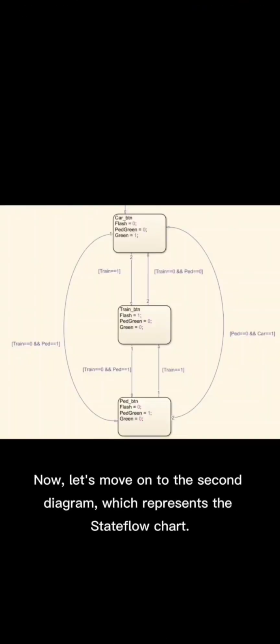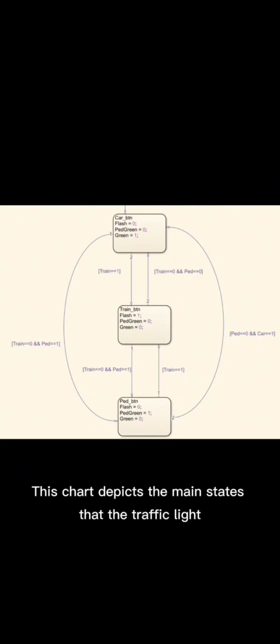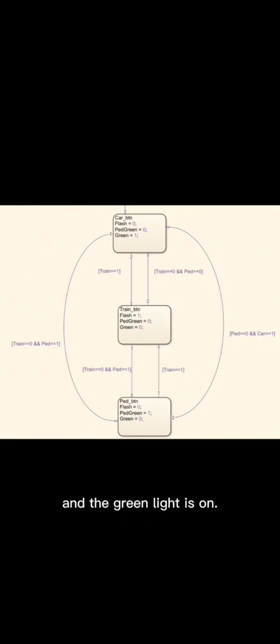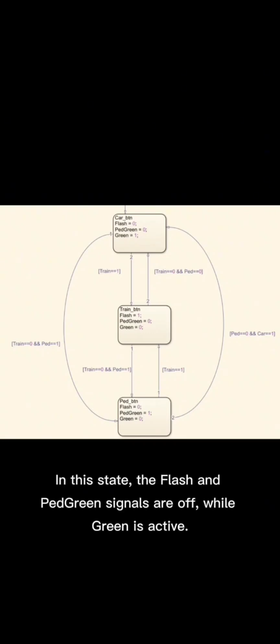Now, let's move on to the second diagram, which represents the state flow chart. This chart depicts the main states that the traffic light system can be in: car_BTN, train_BTN, and PED_BTN. The car_BTN state is the default state, where vehicle traffic is flowing normally, and the green light is on. In this state, the flash and PED green signals are off, while green is active.